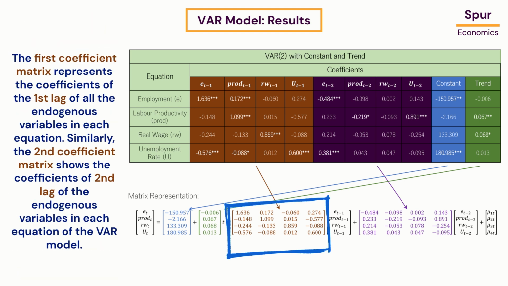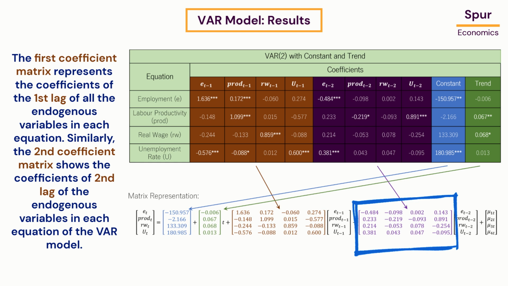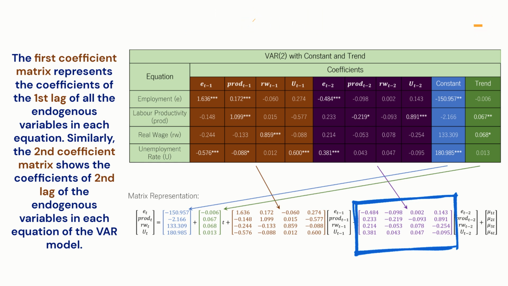The first coefficient matrix represents the coefficients of the first lag of all the endogenous variables in each equation. Similarly, the second coefficient matrix shows the coefficients of second lag of the endogenous variables in each equation of the VAR model.